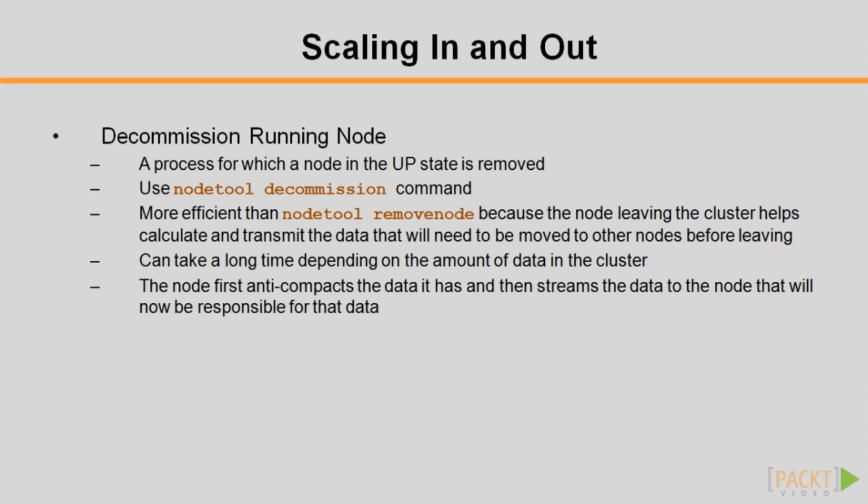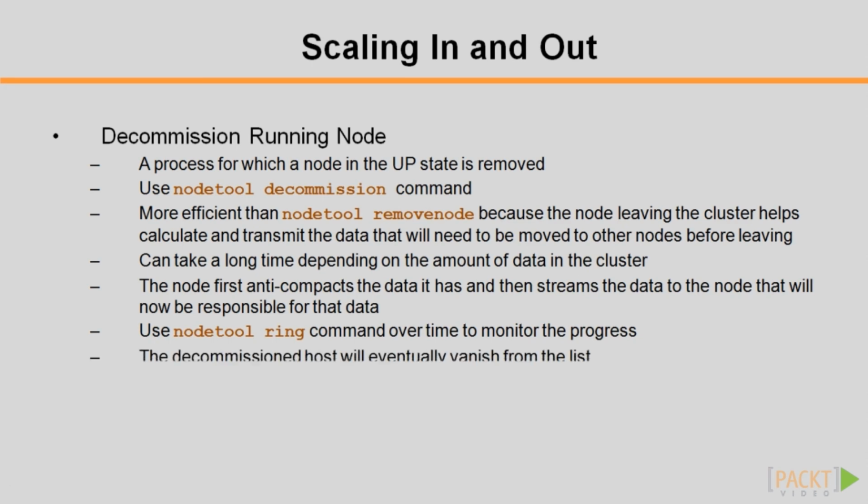The node first anti-compacts the data it has, and then streams the data to the node that will now be responsible for that data. We may use the nodetool ring command to monitor the progress over time. The decommissioned host will eventually vanish from the list. I'll demonstrate how to decommission a node as follows.